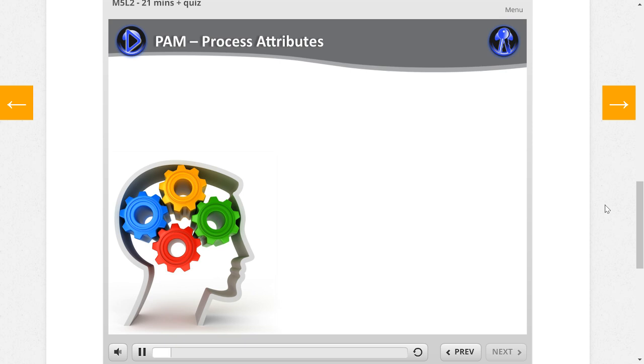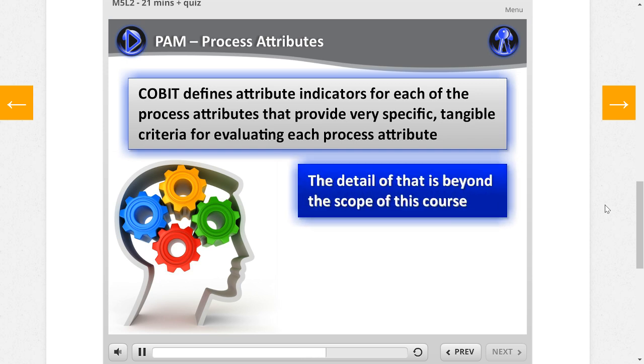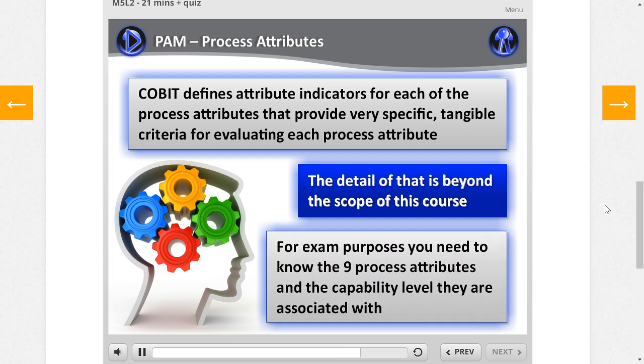You've learned what the 9 process attributes are and how they relate to each capability level. COBIT defines a number of attribute indicators for each of these process attributes. These provide very specific, tangible criteria for evaluating each process attribute. The detail of that is beyond the scope of this course. For exam purposes, you just need to know the 9 process attributes and the capability level they are associated with.